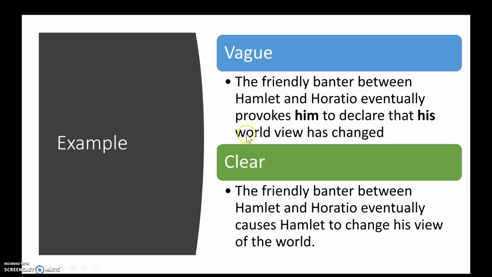So let's look at this example. The friendly banter between Hamlet and Horatio eventually provokes him to change that his worldview has changed. Well, is it Hamlet or Horatio whose worldview has changed? We don't really know from this sentence. As it turns out, it is Hamlet. So let's go in and fix that. The friendly banter between Hamlet and Horatio eventually causes Hamlet to change his view of the world.